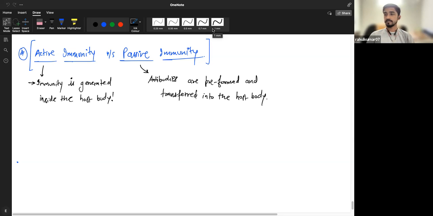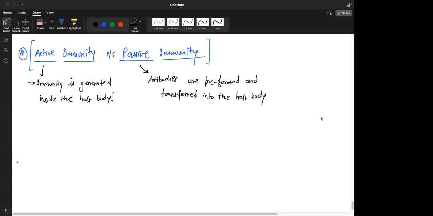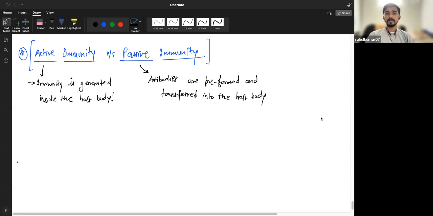Am I audible, Atif? I think Atif cannot hear us. Okay, I think there's some network issue or something. So others understood? Fatima, Hannah, Eba? Yes. Yeah. So this is how we provide active immunity through vaccination.